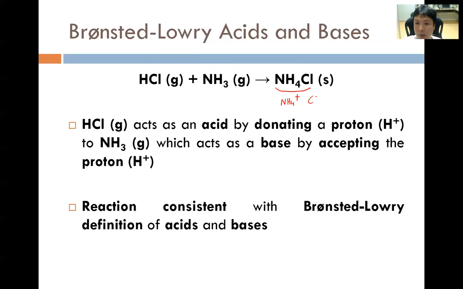And this is Cl-. Okay, so basically this accepted a proton from HCl and HCl donated a proton. So this reaction is now an acid-base reaction if we were to use the Brønsted-Lowry definition of acids and bases. And I hope you can now have an understanding of why we like to use an alternate definition, because this allows us to basically cover a wider range of reactions and say that these reactions are also acid-base reactions.